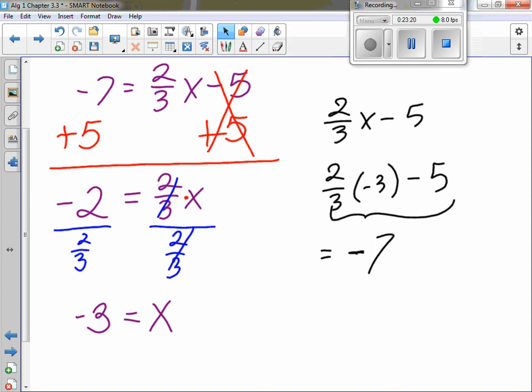Do y'all get negative 7? What did it tell us that h of x equaled for this problem? Negative 7, that's what we got, didn't we? So that's all we need to do for this here. Any questions on this here?